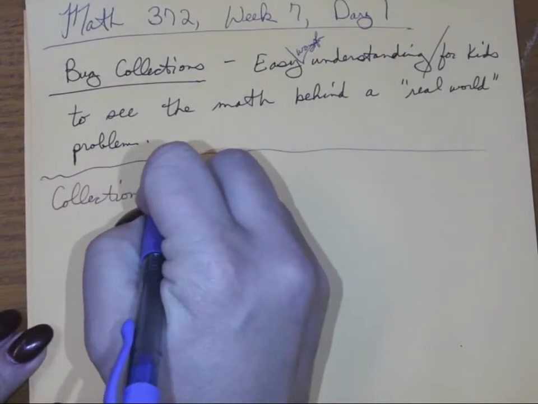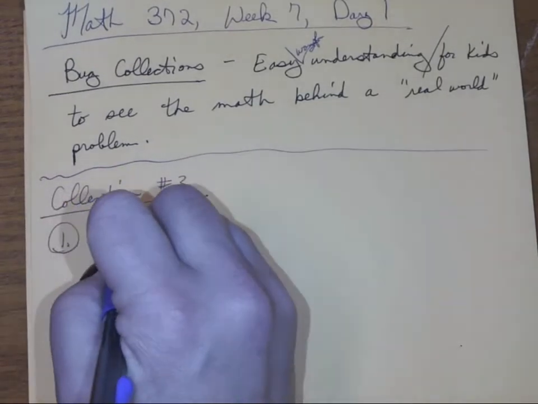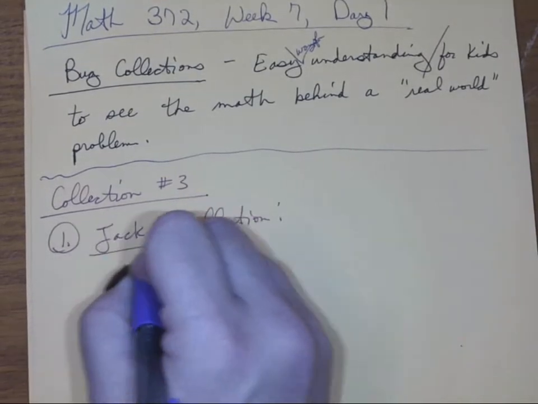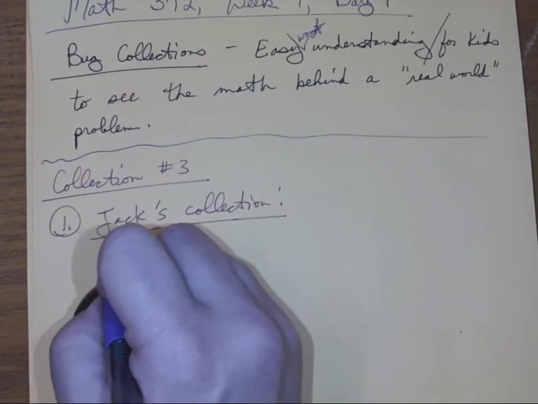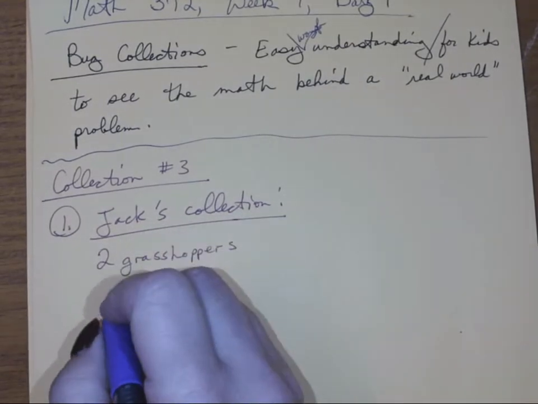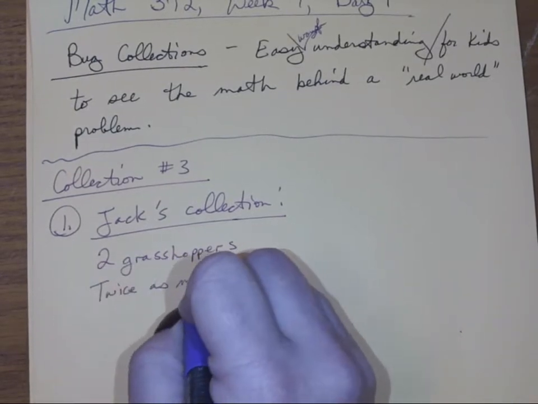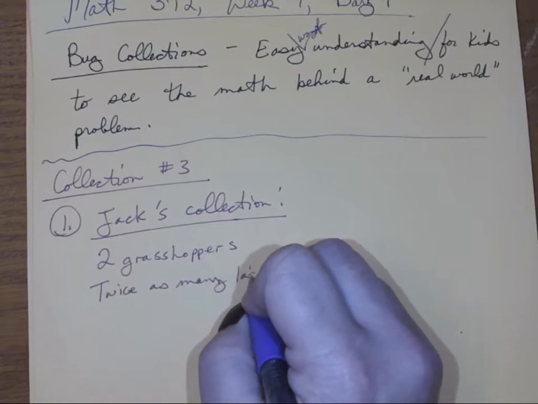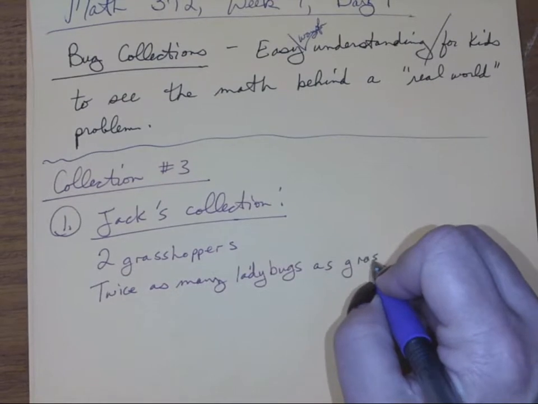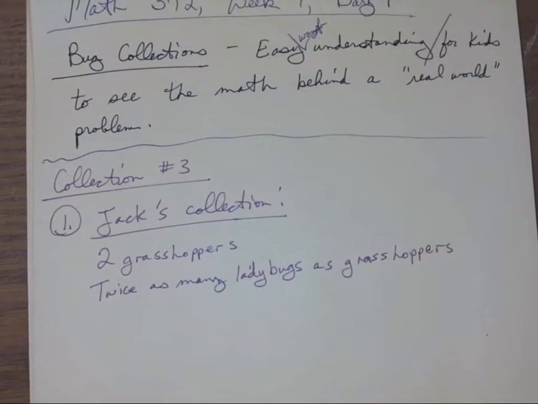Collection number 3 says, and we're just going to pick number 1 here, that Jack has a collection, and he picked up, as he was going along, 2 grasshoppers and twice as many ladybugs as grasshoppers. Ladybugs, I'm probably going to get lazy here in a little bit and start abbreviating that. But for right now, I'll write out ladybugs and grasshoppers.